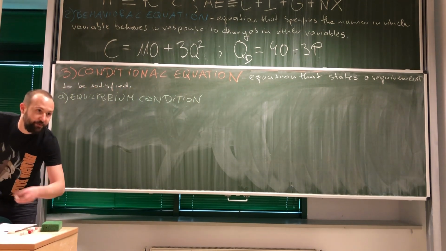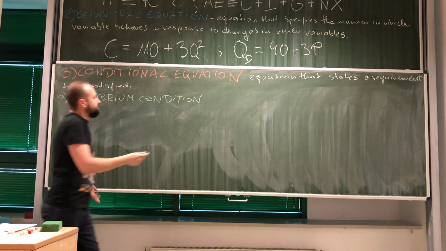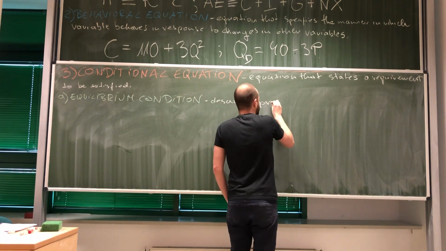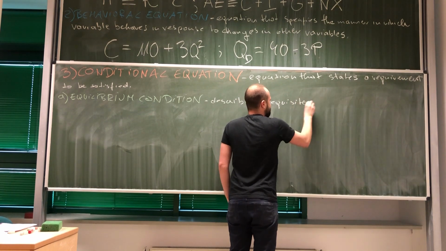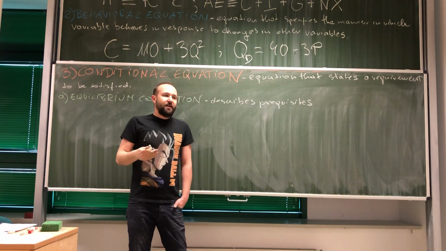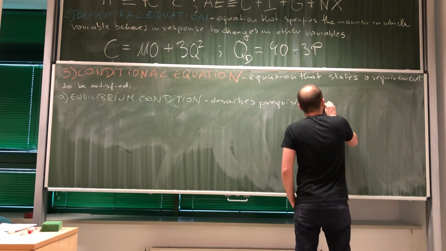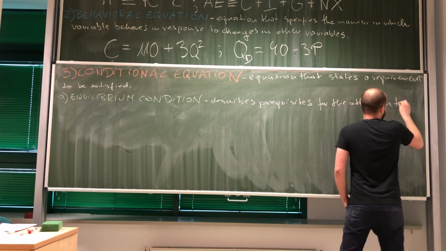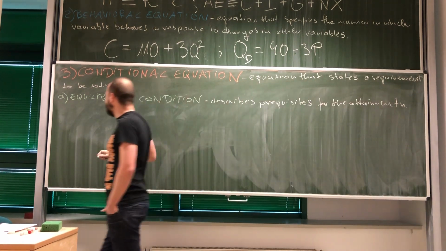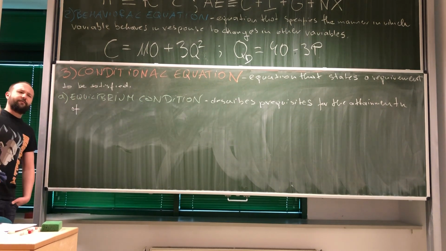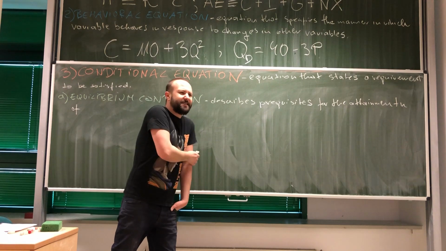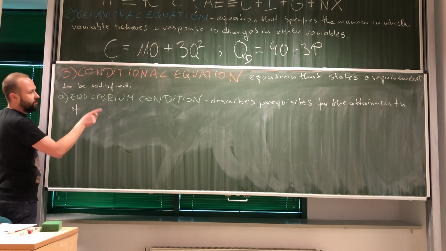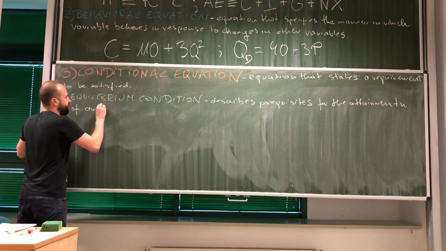And so, what is the equilibrium condition? It describes, this is an equation that describes prerequisites for the attainment of equilibrium. What is equilibrium? I hope you understand from microeconomics, but we will, as I said before, actually go back to this notion at the end of this video. Element of an equilibrium.